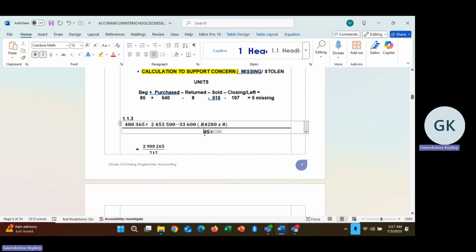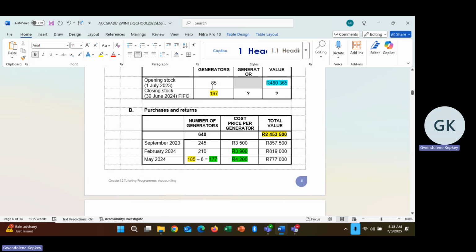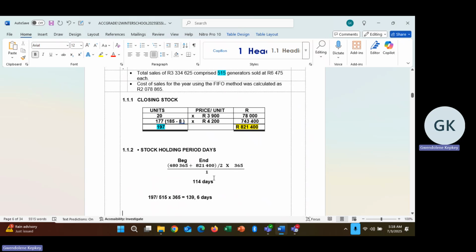Now we come to where we need to work on our denominator. So our denominator, we're going to link the number of items with each of these. So grade 12s, do you recall that we have beginning, a number of items standing at 85. We have purchased 640. We have returned 8. So let's go and do that, fill in the number of items.